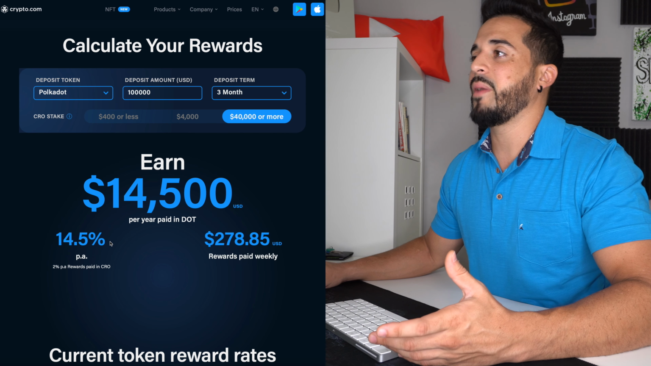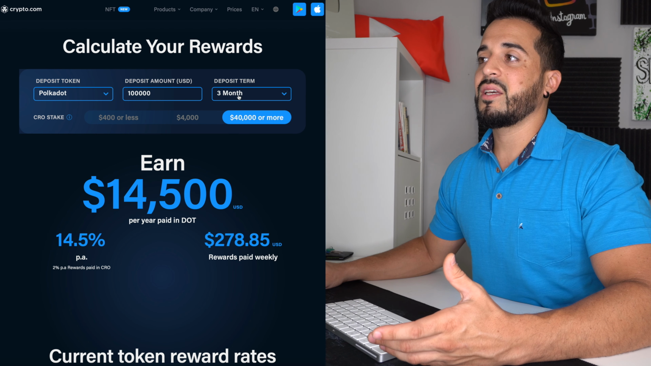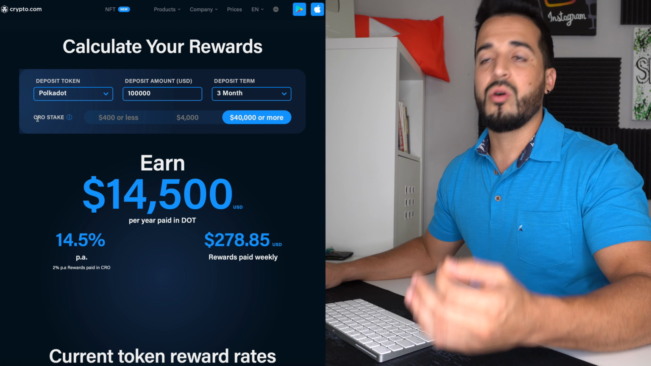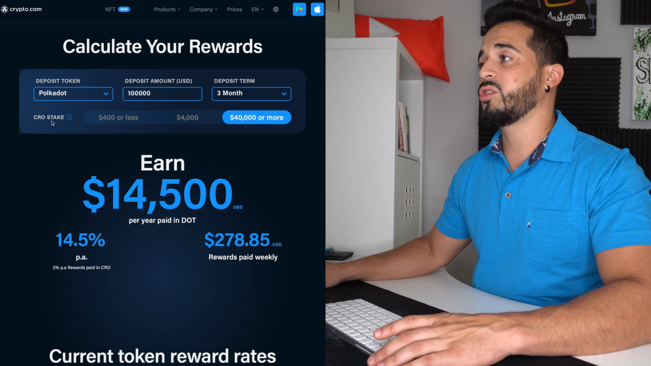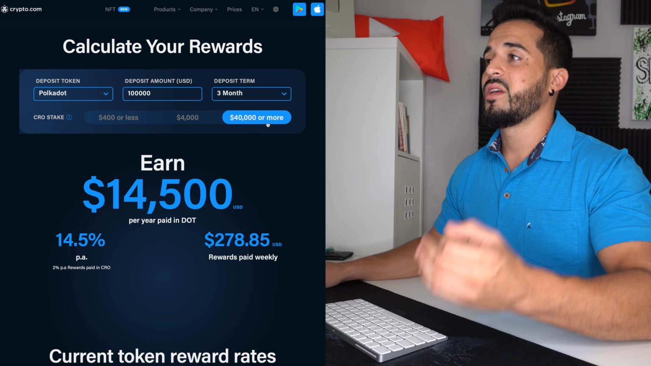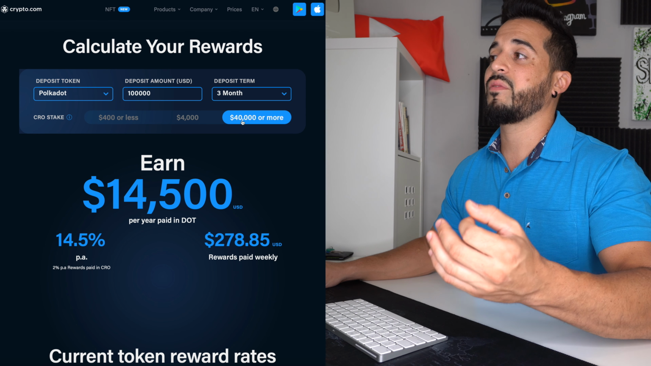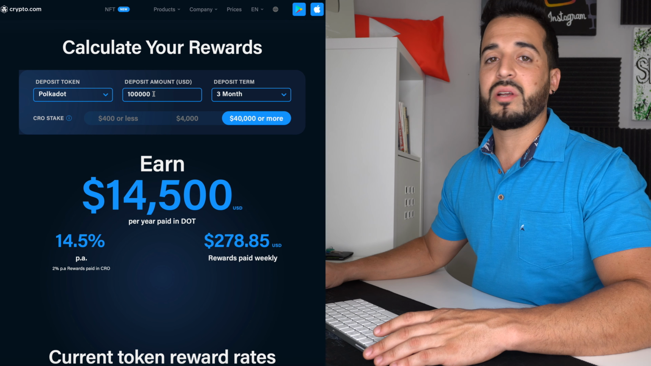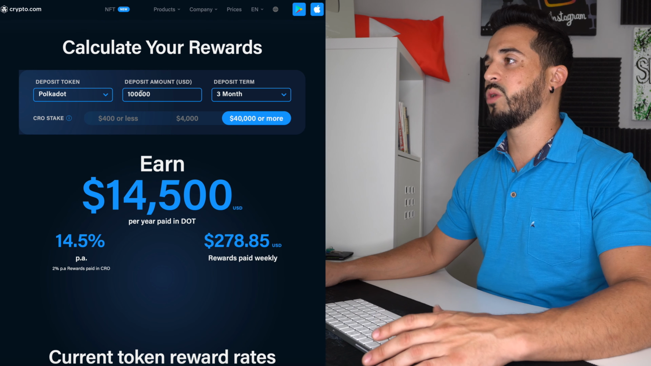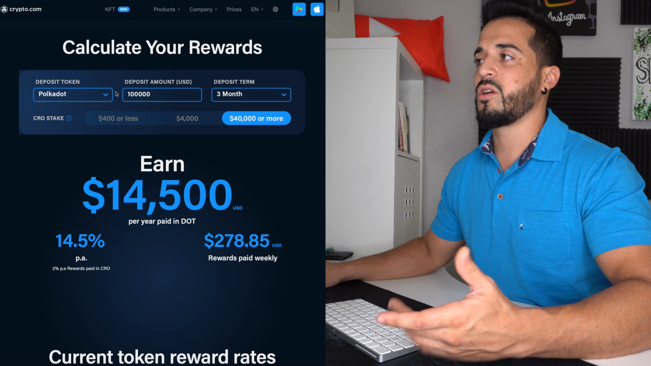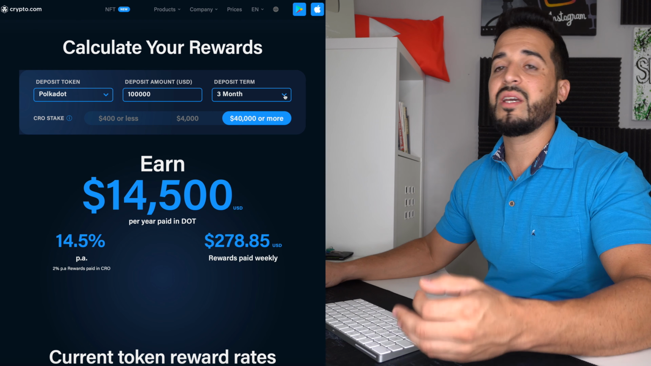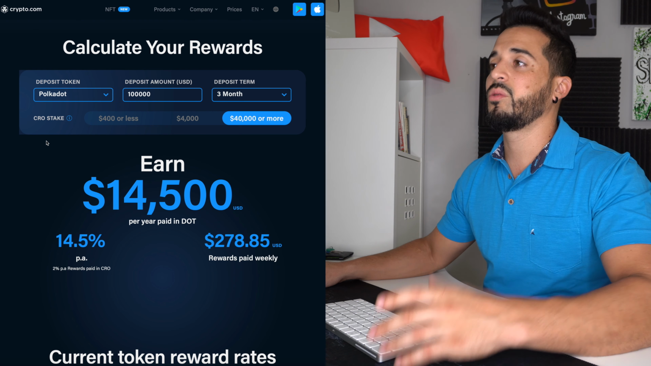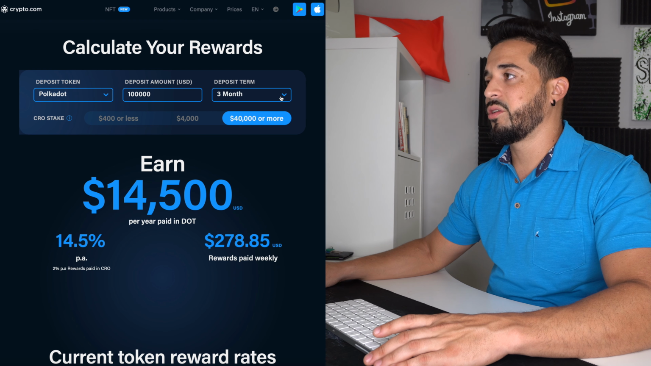However, you do have to keep in mind that this is with staking some CRO coins on crypto.com. So this is with staking $40,000 in crypto.com. That would mean you would have to have $40,000 in CRO stake plus your $100,000 Polkadot staking investment as well. And this is for a 3-month term. So your Polkadot will be staked and locked for 3 months, so you won't be able to sell it under those 3 months.